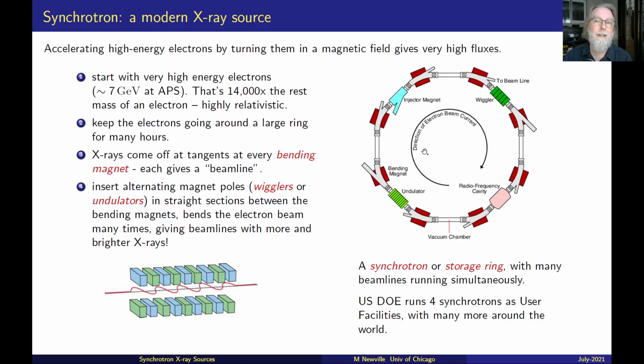These are called insertion devices, and that would be an alternating pole, so north-south, north-south, north-south. So the electron beam will turn one way and then the other way and then the other way, and take many turns, maybe even 50 or more turns in a single straight section. That gives many more turns, which gives much higher fluxes of X-rays, both higher flux and brighter.